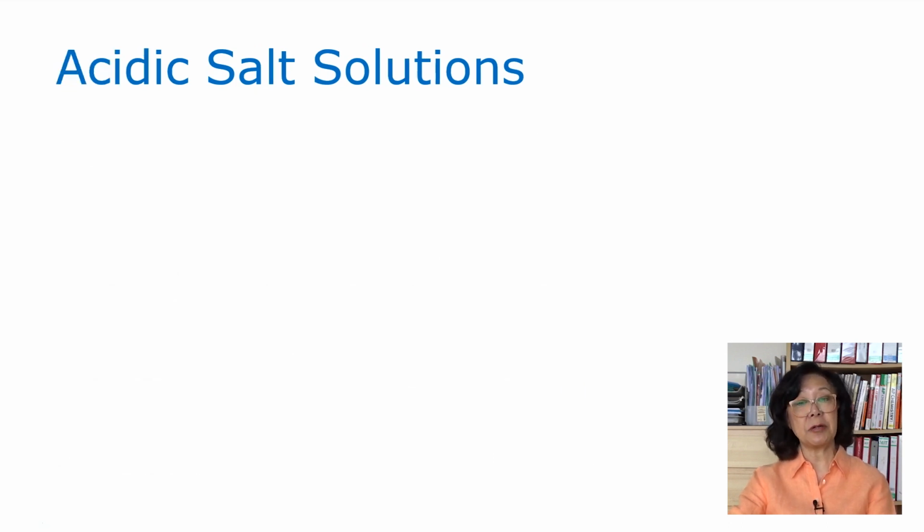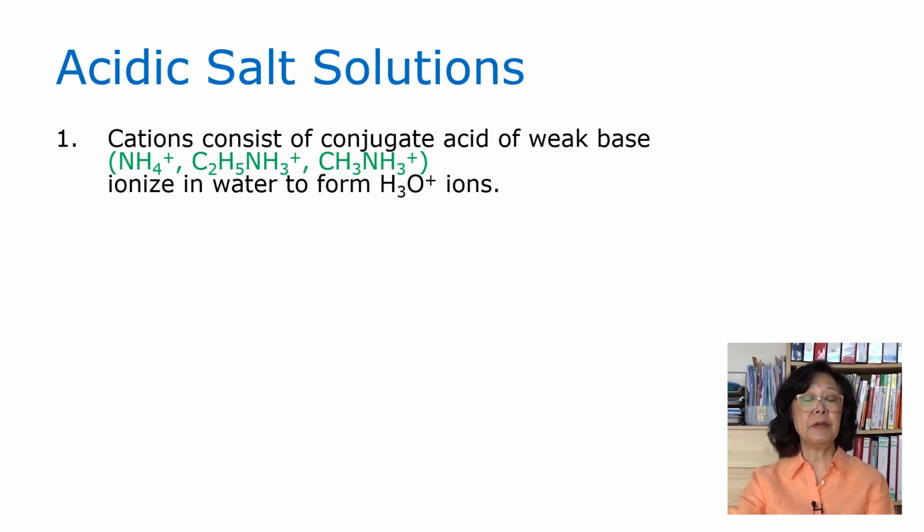Regarding acidic salt solution, there are two sets of rules. Rule number 1. If the cation is the conjugate acid of a weak base, such as the ammonium ion, the C2H5NH3+ ion, and the CH3NH3+ ion, they ionize in water to form the hydronium ion, making the solution acidic.